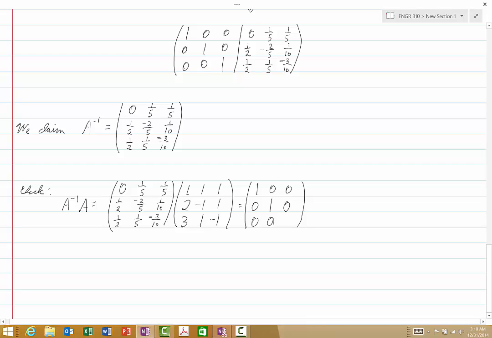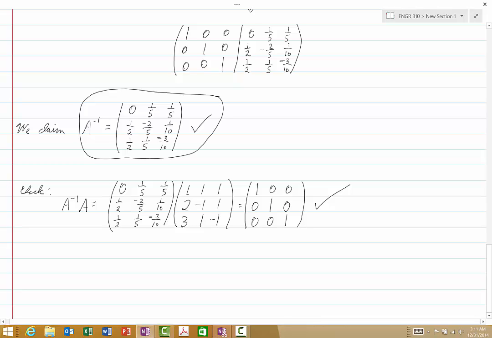And then finally, 1/2 times 1 plus 1/5 times 1, and then minus 3/10 times minus 1. So we'll have 1/2 and 1/5 and a positive 3/10. And let's see what that will give us. Excuse me, 1/2 is 5/10, and this is 2/10, so that's 7/10 plus 3/10, and sure enough, we get the answer of 1. And so on the right-hand side, we are indeed getting the identity matrix, and therefore this expression right here is the correct expression for A inverse.